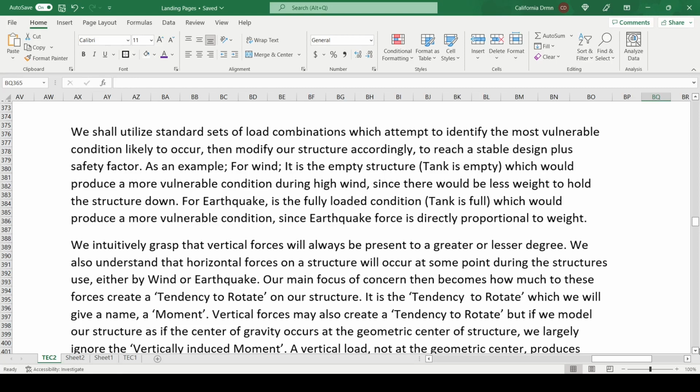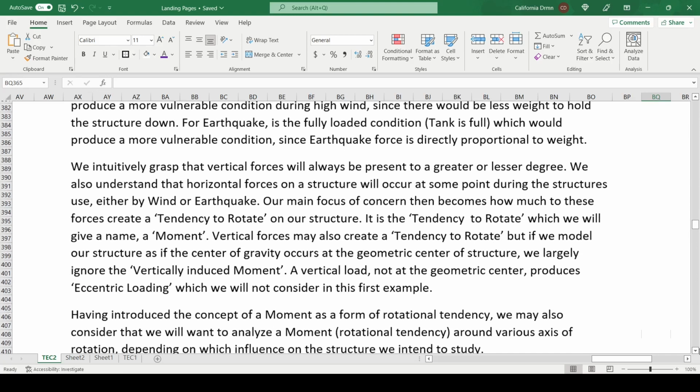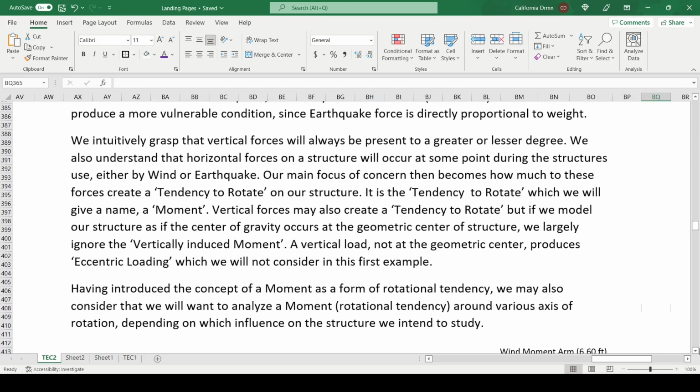We intuitively grasp that vertical forces will always be present to a greater or lesser degree. We also understand that horizontal forces on a structure will occur at some point during the structure's use, either by wind or earthquake. Our main focus of concern then becomes how much do these forces create a tendency to rotate on our structure. It is the tendency to rotate which we will give a name, a moment.